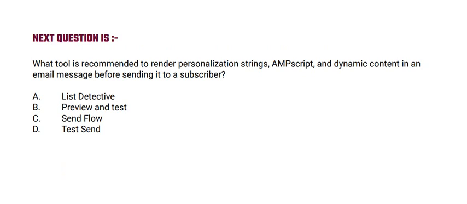Options are option A, list detective. Option B, preview and test. Option C, send flow. And option D, test send. The correct option is option B.